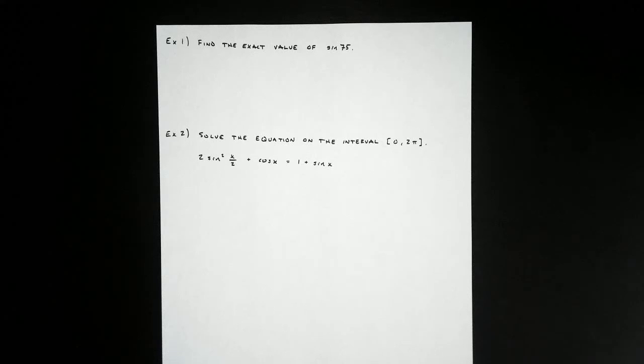Hello everyone. I'm going to do two examples that involve our half-angle identities. The first example is just going to be a pretty basic, straightforward one, using the half-angle identity to help us figure out the value of a trig function. And then the second example, we're going to be using a half-angle identity to help us solve a trig equation.